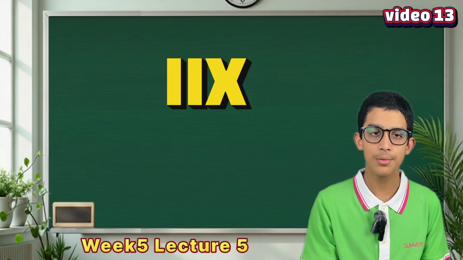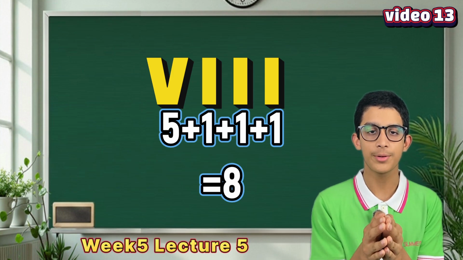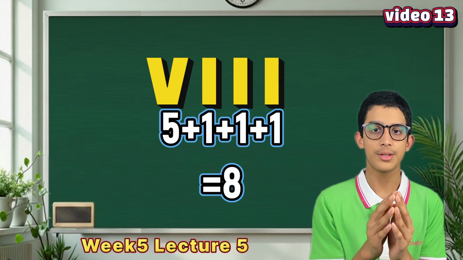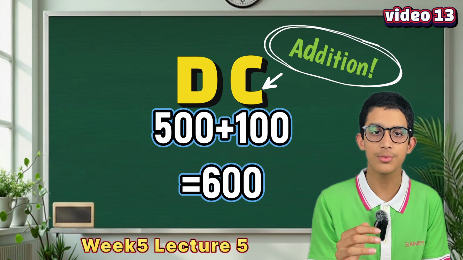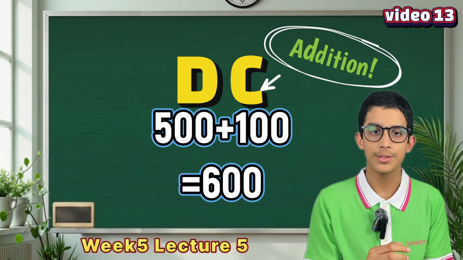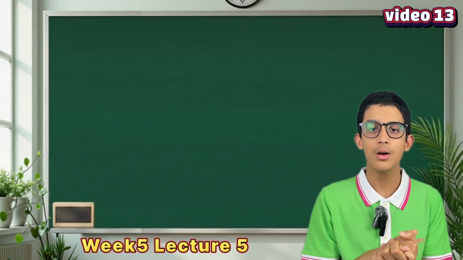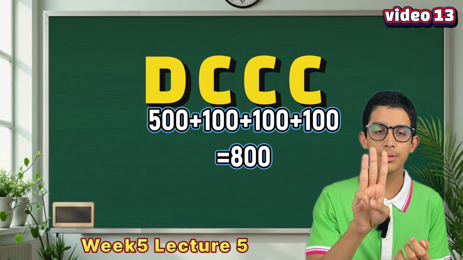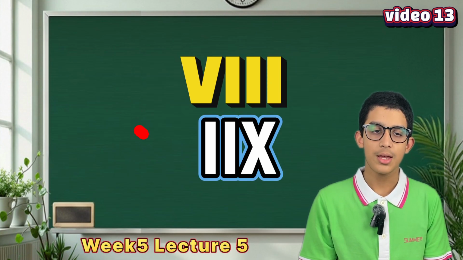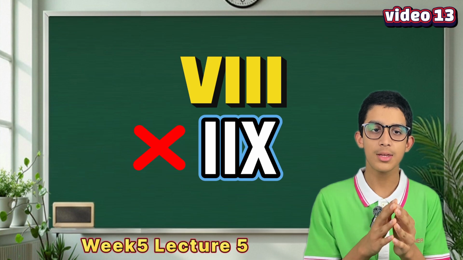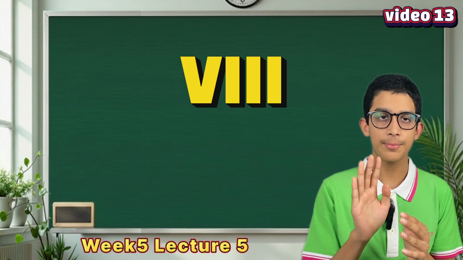Instead, we put 3 ones after 5. When we put a smaller number after a bigger number, it means addition. For example, DC, where D is 500 and C is 100. So DC is 500 plus 100 equals 600. We can put a maximum of 3 smaller numbers after a bigger number to add. So we write 8 as VIII. 5 plus 3 equals 8. We put 3 ones after 5.